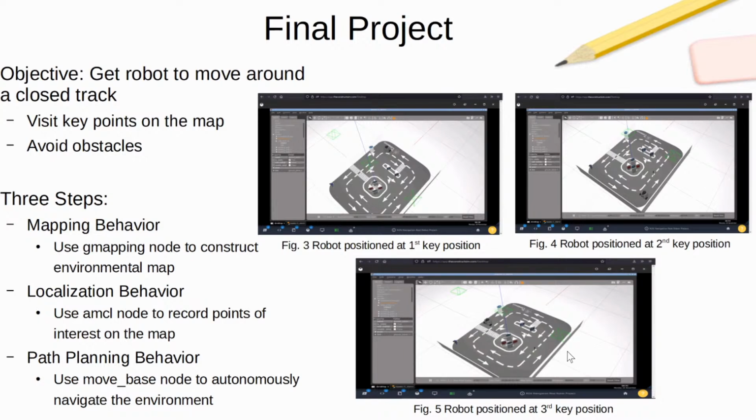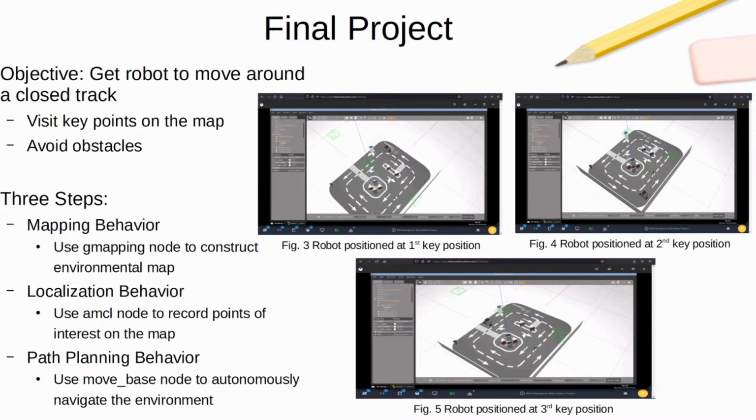Like I said before, this was done by going through a structured setup of the mapping behavior, the localization behavior, and the path planning behavior. For the mapping behavior, you had to start the SLAM gmapping node, and once you started that, it would read from the laser data and build an occupancy grid map.